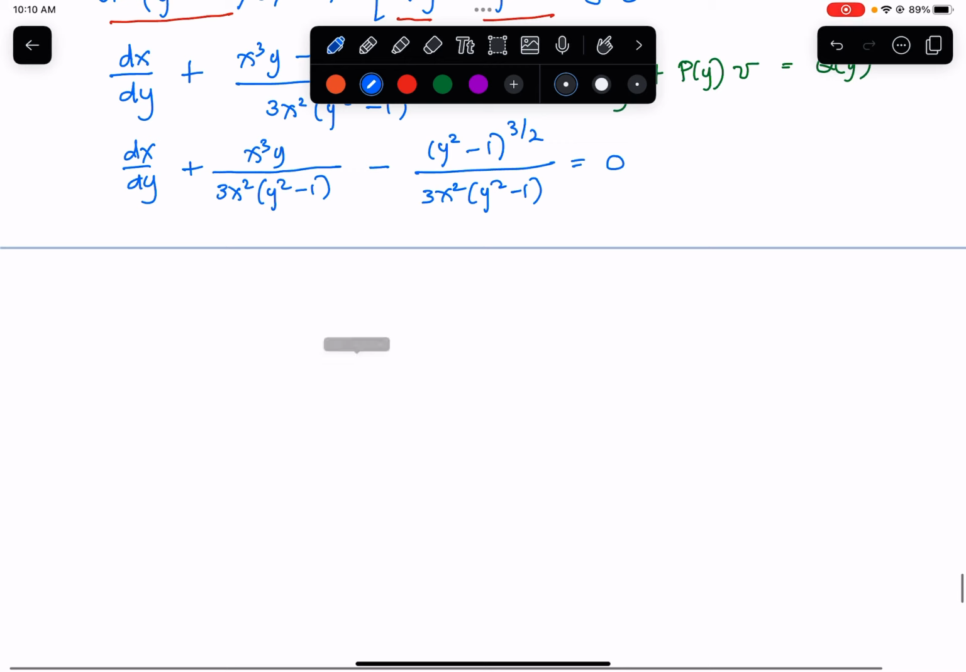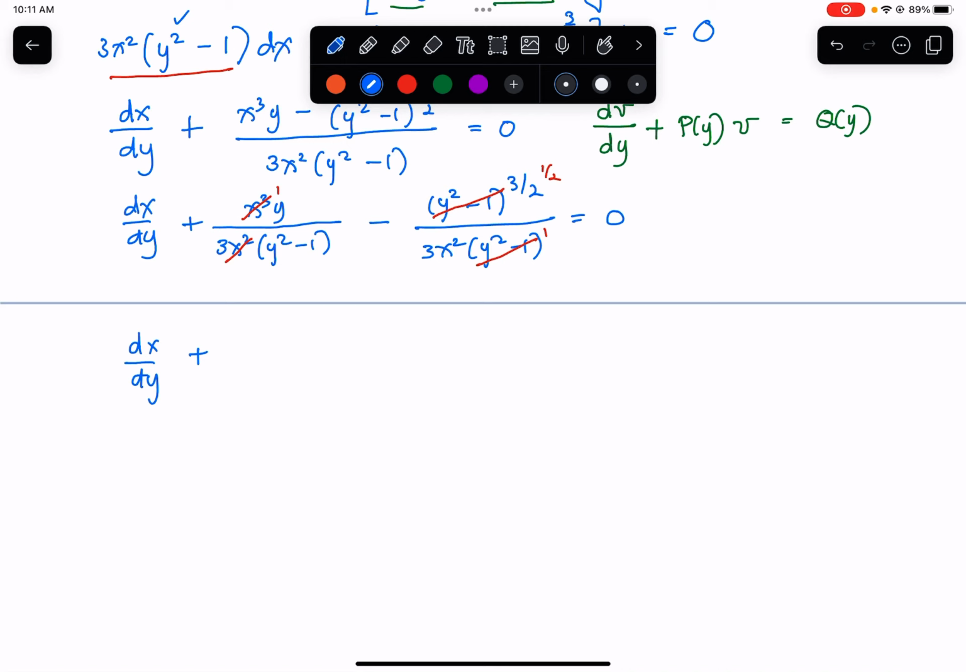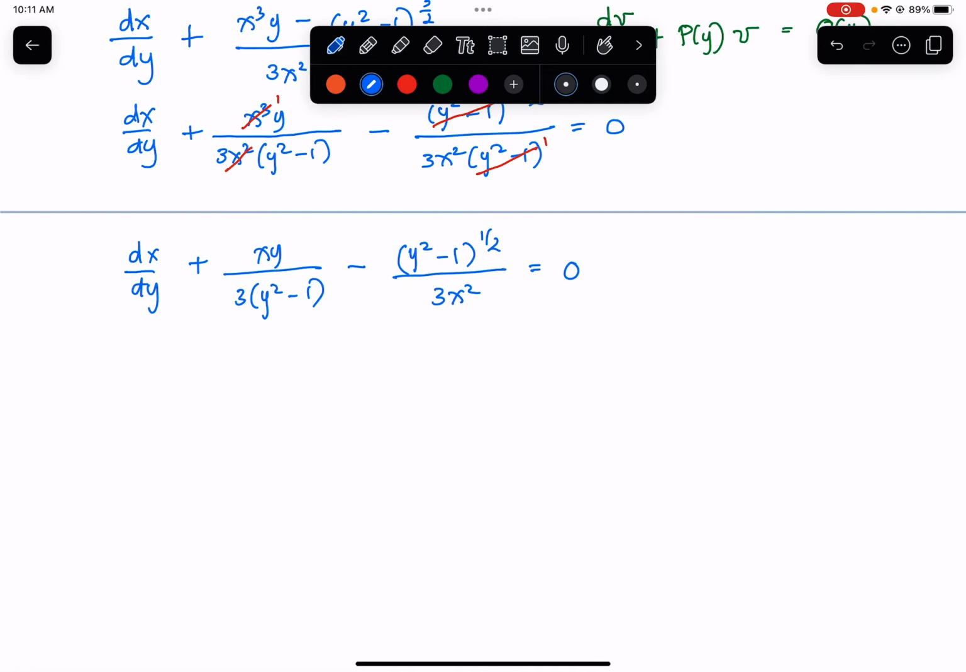So now we have dx over dy plus, this one would become x cubed over x squared, so 3 minus 2, we still have x to the 1 there. And then y squared minus 1 over y squared minus 1, so 3 halves minus 1, we still have 1 half at the numerator. So that's giving us x times y divided with 3 times y squared minus 1, and then minus y squared minus 1 raised to 1 half, divided with 3x squared, is equal to 0. Since we want this to be linear in v, we can transpose the y squared minus 1 raised to 1 half to the right hand side. Because this is linear in x, this makes it linear in x.